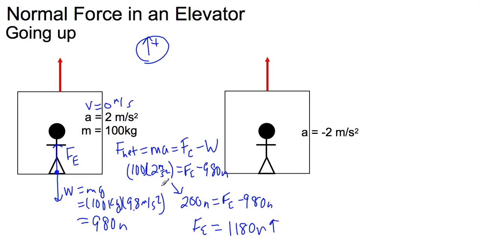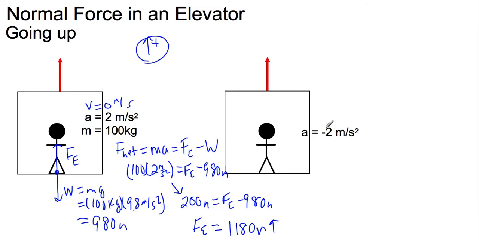So what it shows, and it should make sense, is that we're going to take this person from rest and accelerate them upward. The elevator has to at least support the person's weight and add 200 extra newtons of accelerating force to make them go up. So that's why sometimes we'll feel heavier when the elevator first starts to go up, because the force of the floor against us is greater than our actual weight.